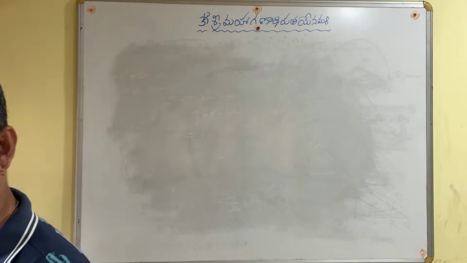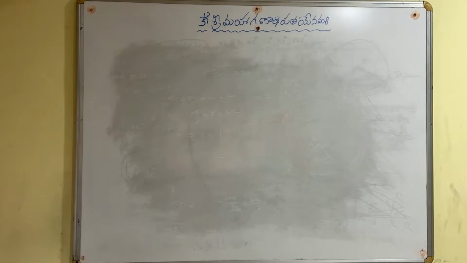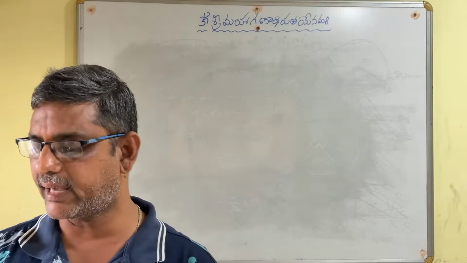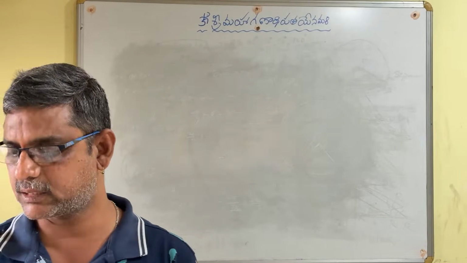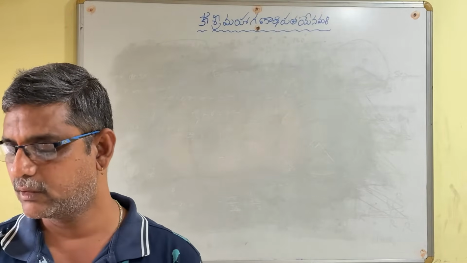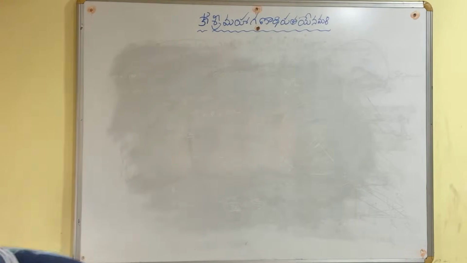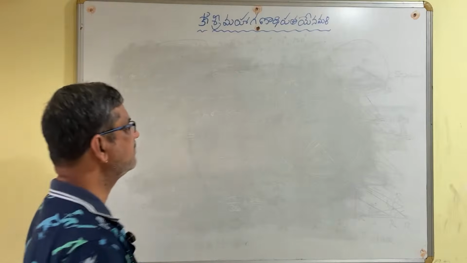Question number 3. The length of the minute hand of a clock is 14 centimeters. Find the area swept by the minute hand in 5 minutes.